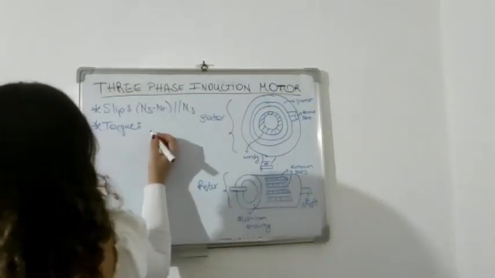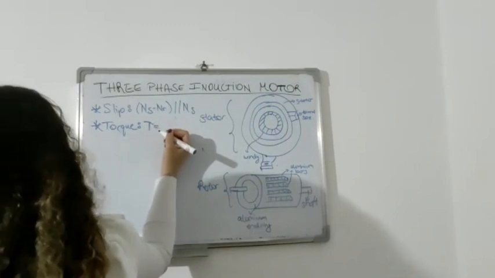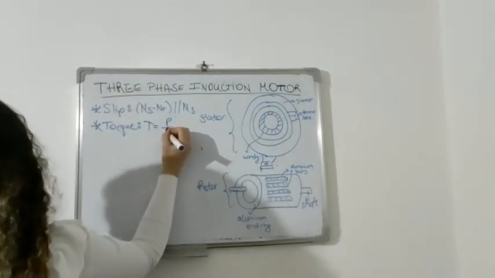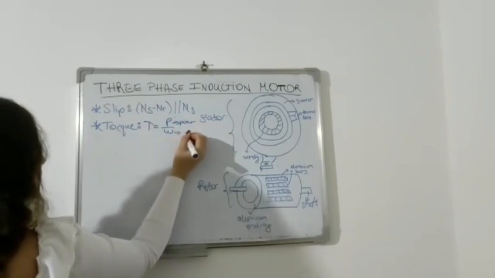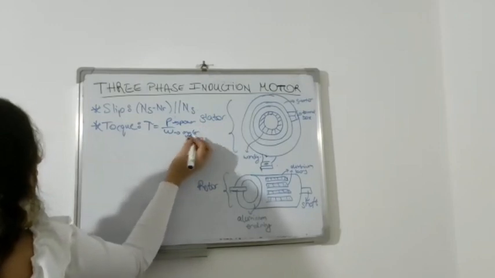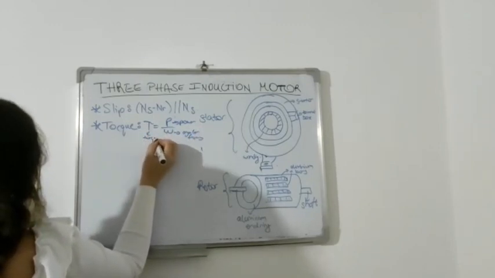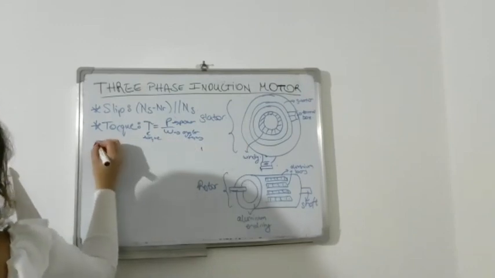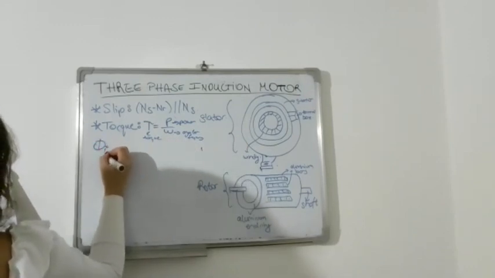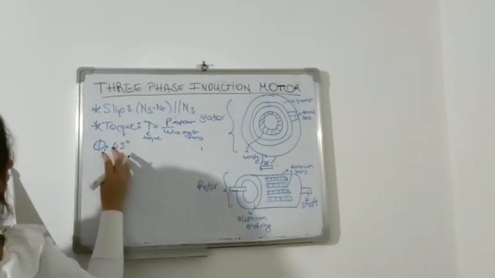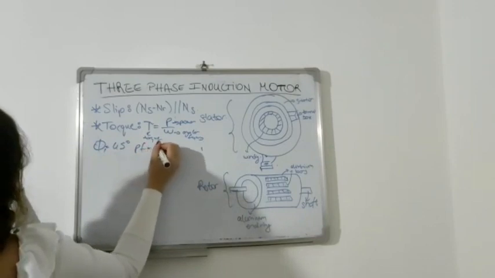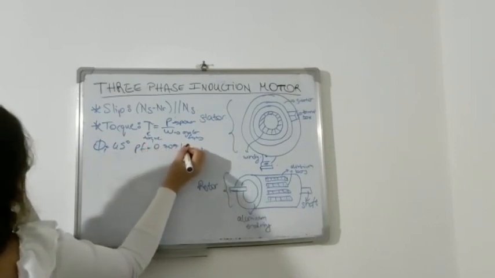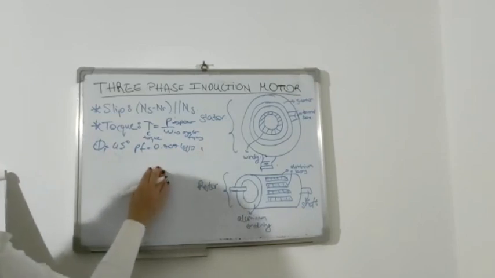You can see the formula here: torque equals power over angular velocity. This one is the power, this is the angular frequency, and this is the torque. I set the angle at 45 degrees, and as I said, the power factor is lagging in the three-phase induction motor.